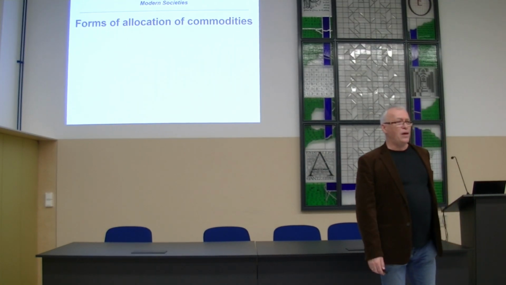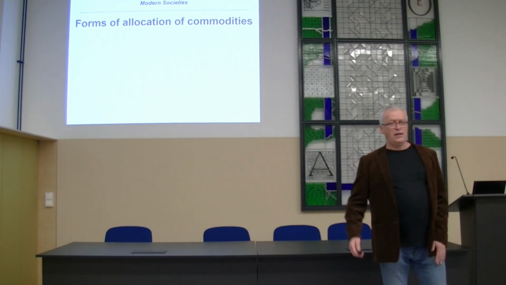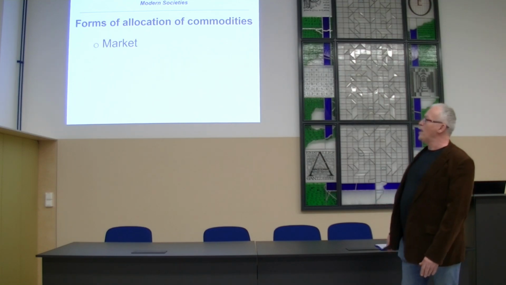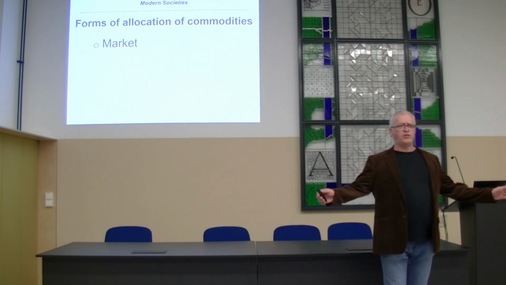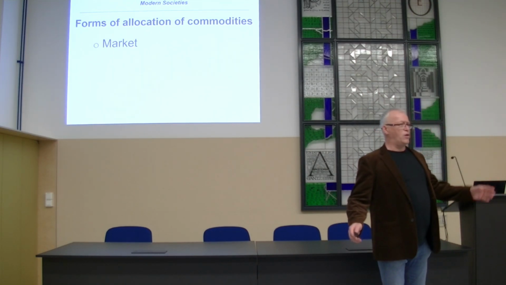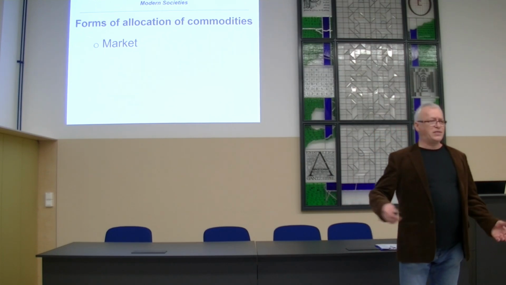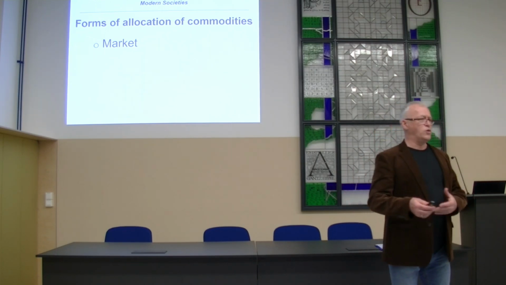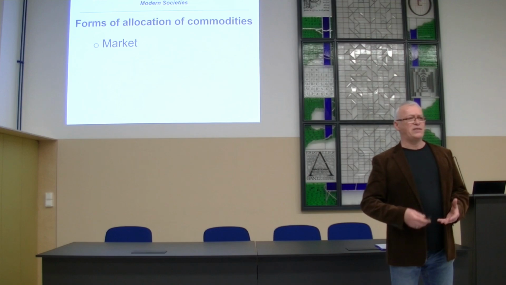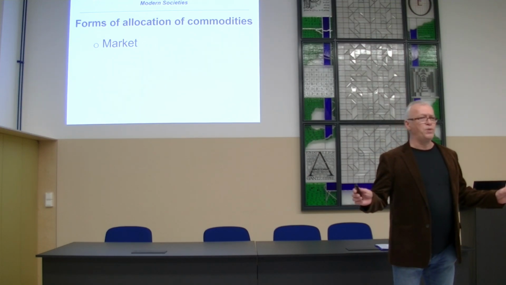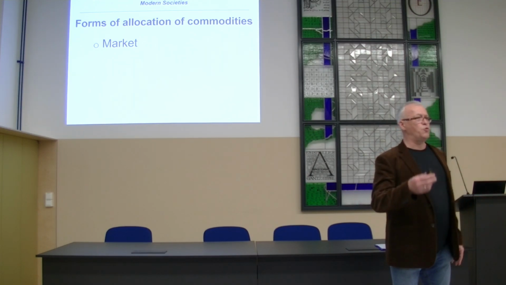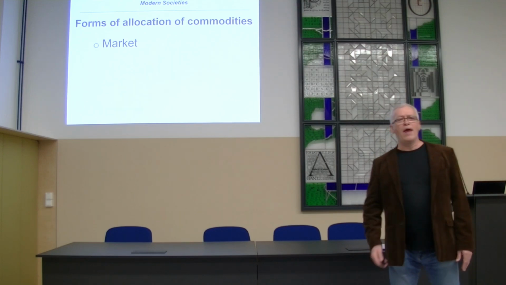How can we allocate goods and products? The first one, a market. You know what the market is. There is a trader and a buyer, and somehow they agree on the exchange. But it is necessary to pay, no free soup. No free soup, it is necessary to pay somehow for everything.